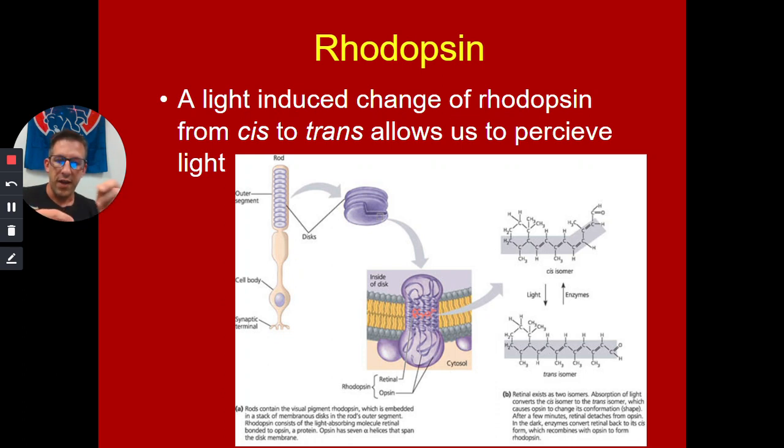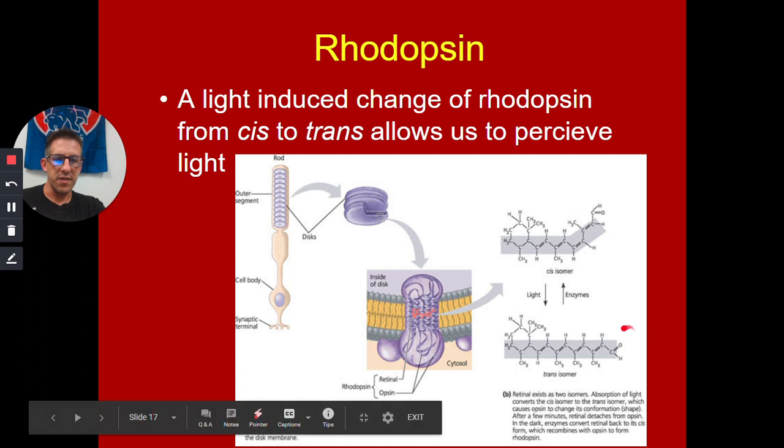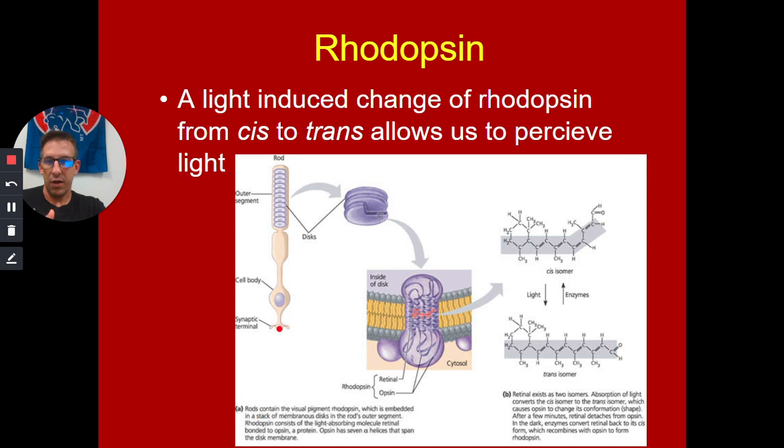And so what this subtle change from cis to trans does is probably create some kind of mechanical deformation, some kind of change in shape of this protein, which is then relayed through this rod cell to the cell body, and ultimately produces some kind of electrical action potential, some kind of electrical signal that's sent to the brain, and it says to the brain, there's light. There are photons of light that just made this thing happen.